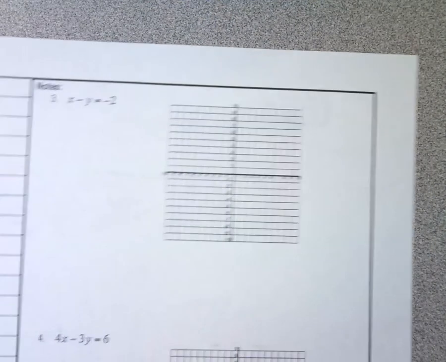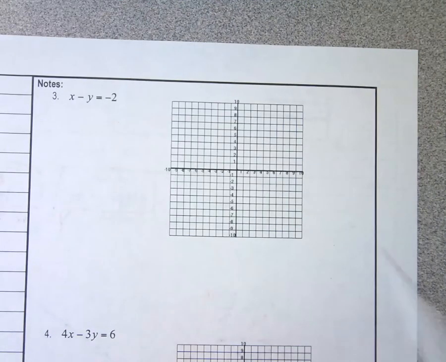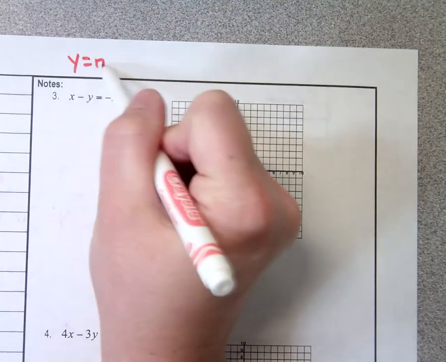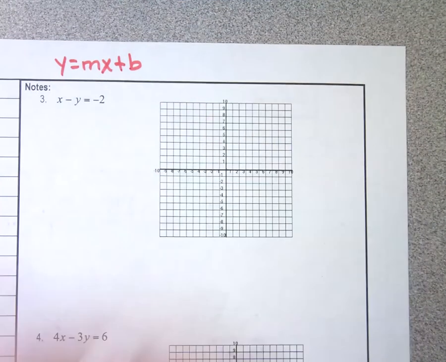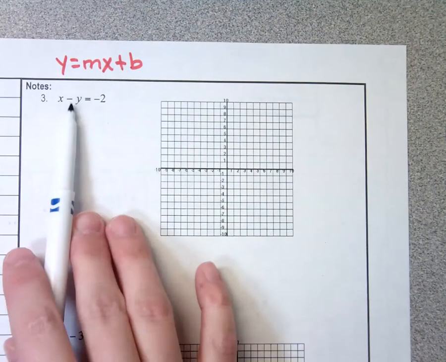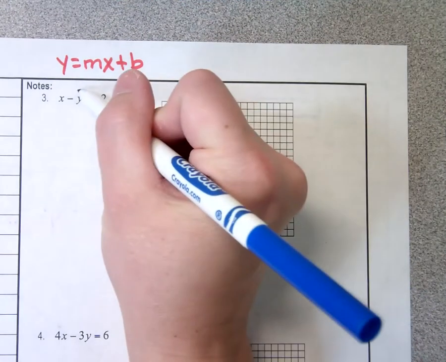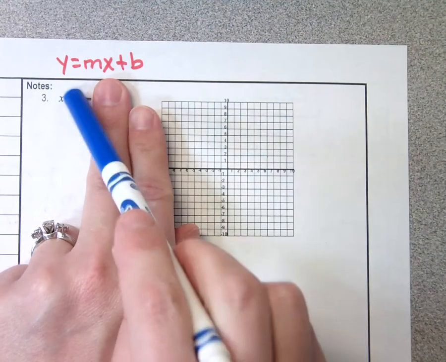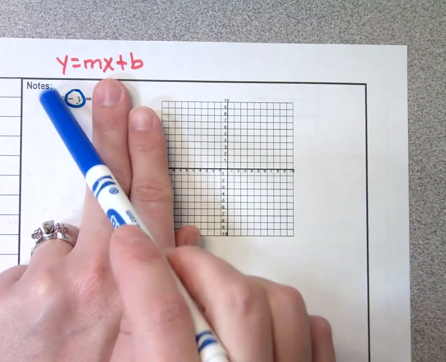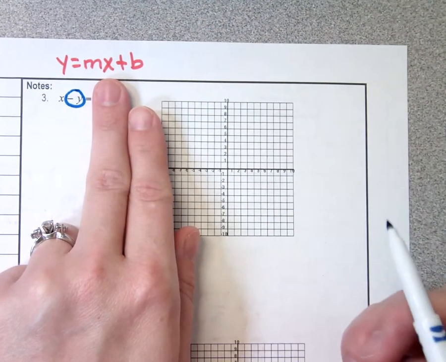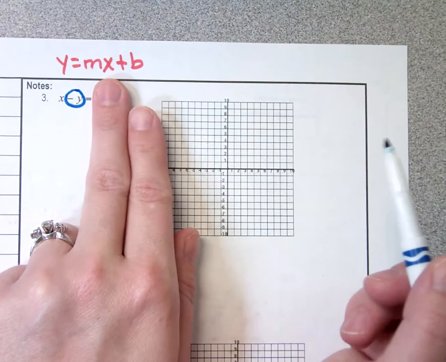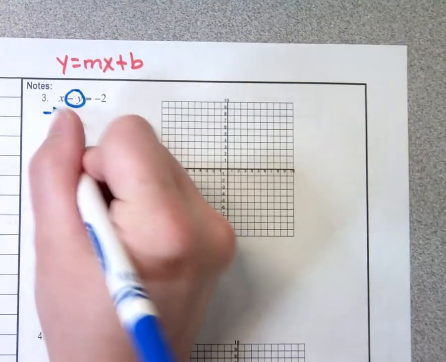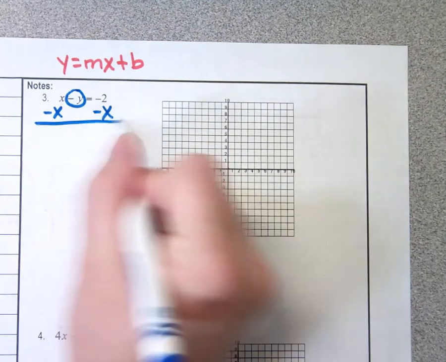Number 3. Is number 3 in slope-intercept form? Does it look like y equals mx plus b? No, it does not. The y is definitely not by itself. Okay, so I'm going to circle everything smushed with my y. I look on the side of the equals where my circle is, where the y is. If anything's outside the circle, I add or subtract. So what would I do to move that positive x? I would subtract it. So I subtract x from both sides.